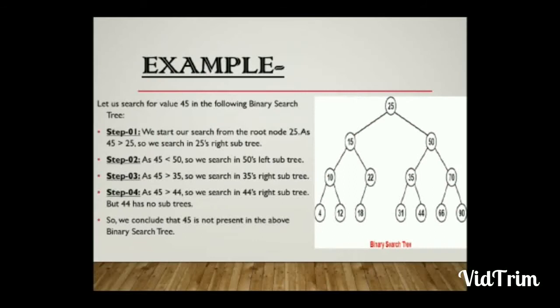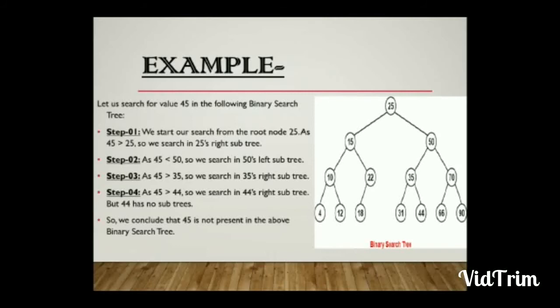In the example tree, suppose we have to search for the value 45. First, we start from the root node. As 25 is less than 45, we move to the right subtree of 25. The first element on the right subtree of 25 is 50, so we compare 45 with 50. As 45 is less than 50, we move to the left subtree of 50. The first element there is 35, which is less than 45, so we move to the right of 35.